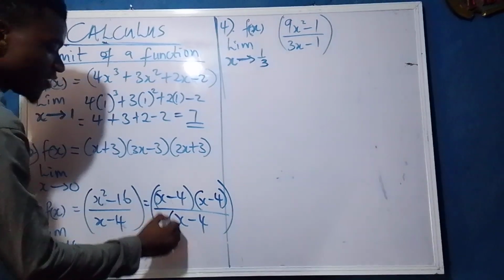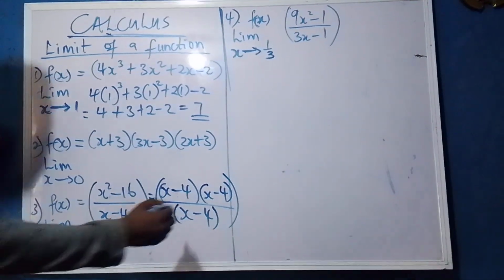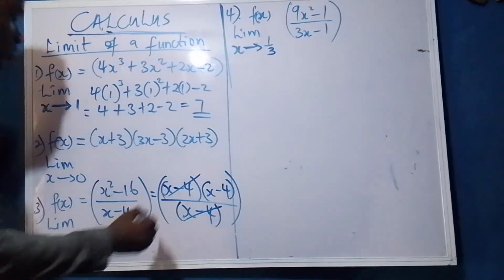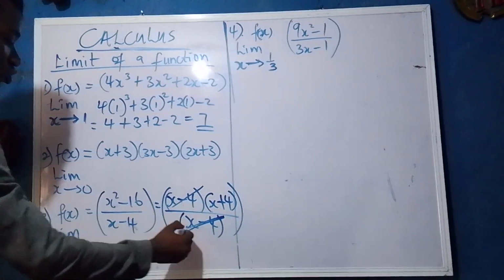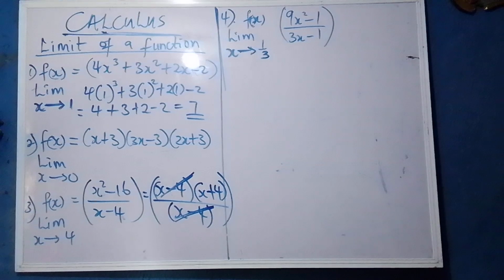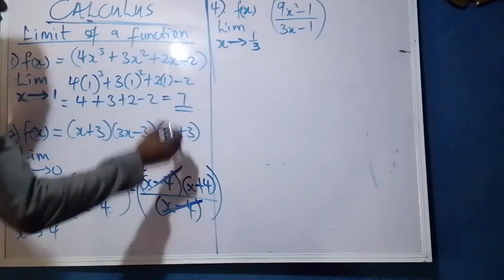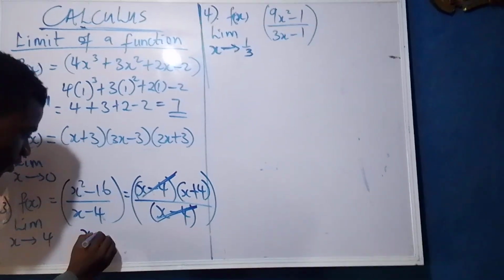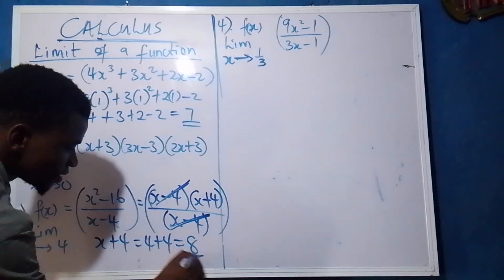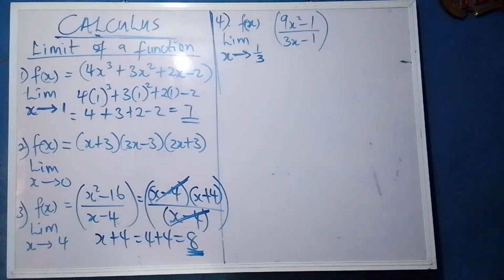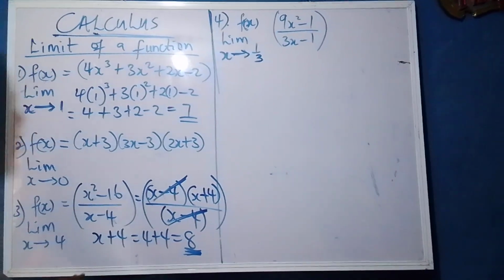So what we have here now is cancel. Sorry, I forgot plus 4 I mean. So cancel. What are we left with? We're left with x plus 4, which is 4 plus 4, that's 8. So our final answer is 8. So the limit of this function is 8.